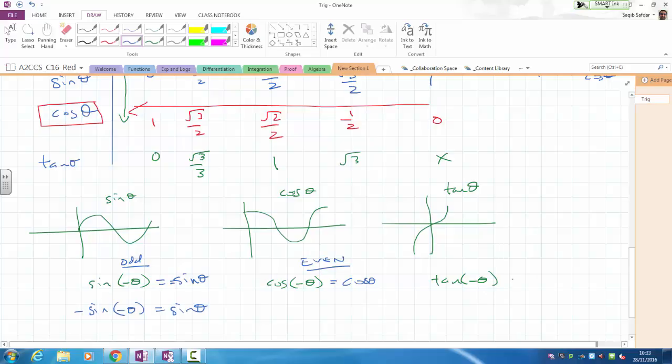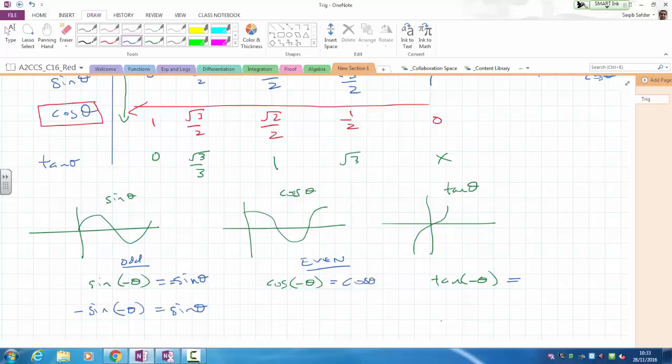Tan of minus theta, if we reflect it in the y-axis, reflect in the x-axis, what do we get? Is it odd or even? Everyone's gone quiet now. Come on. Even? So if you reflect in the y-axis, it's odd. Are you sure? No. Okay.